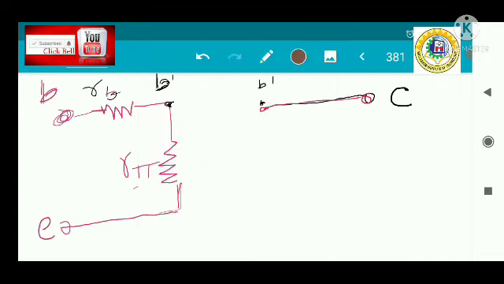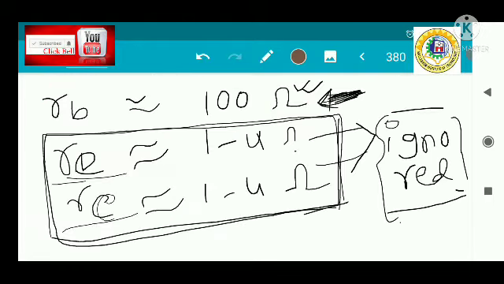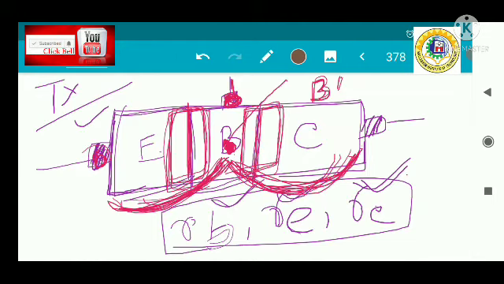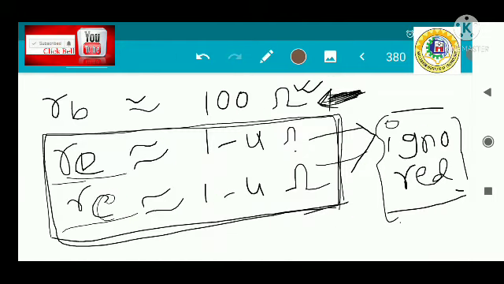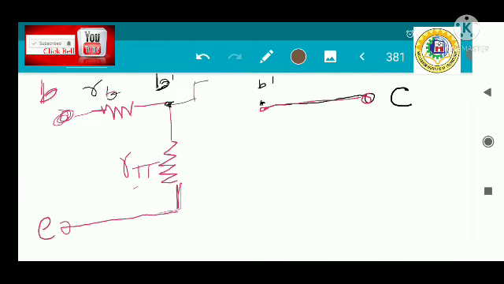Hope up to this is clear to you. So next, there is a resistance between B prime and C. Just see this, between B prime and C. If this is forward bias, reverse bias, that is a different thing. Generally it is reverse biased in the active region. So this resistance can be marked as R mu.